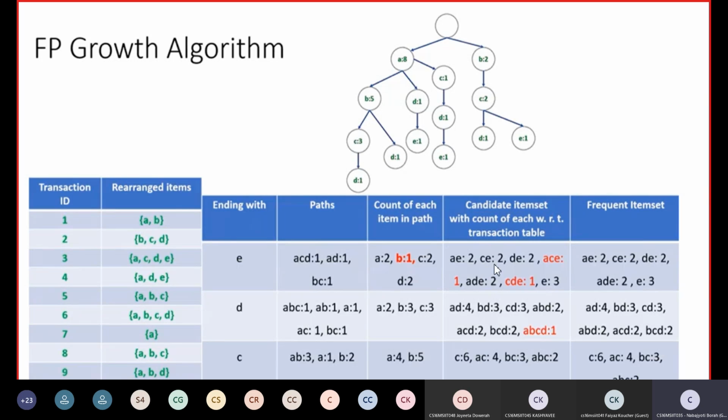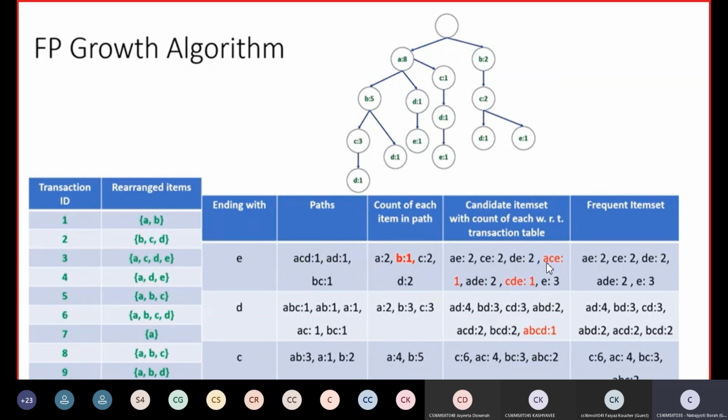Next, C with E. In the first one, ADE, there is no C, but in ACDE, C came with E one time. And in the next one, BCE, C came with E a second time. So CE is only two times. Now next, D. D came with E the first time, D came with E the second time, but the third time there is no D with it. So the D count is also only 2.